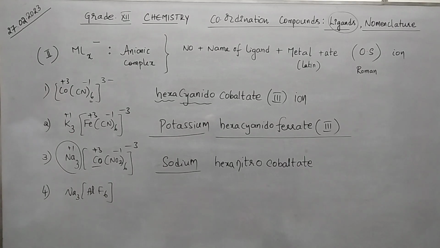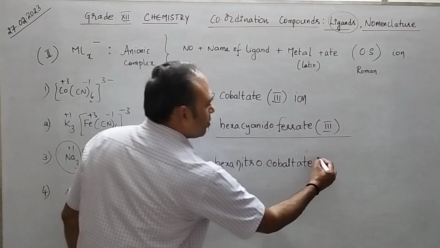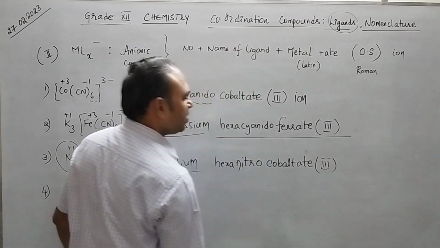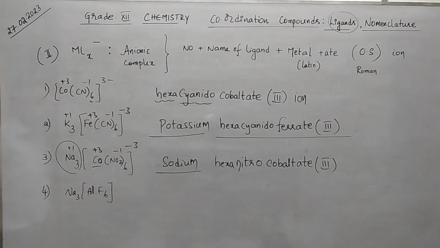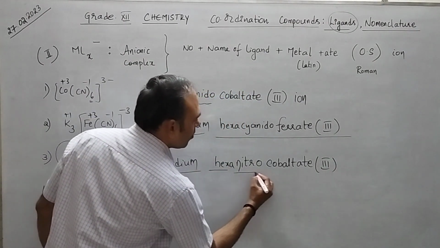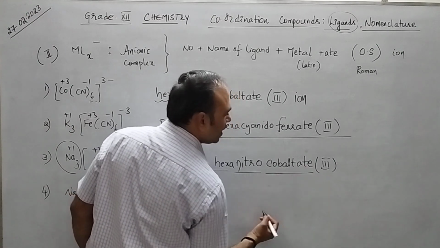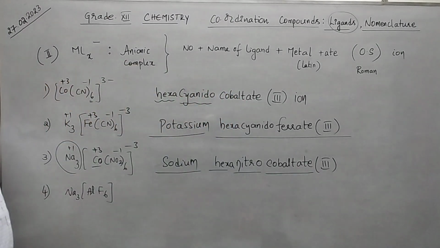Next, Roman number 3 to represent oxidation state. Hope you have understood this. Number, name of the ligand, metal plus ATE and oxidation state in Roman number. Hope you have got this.